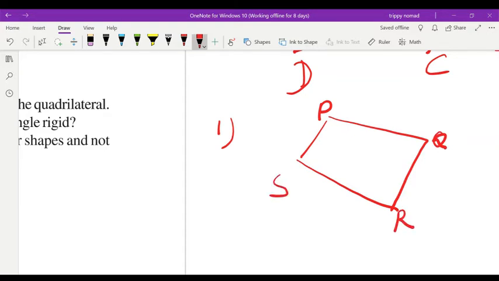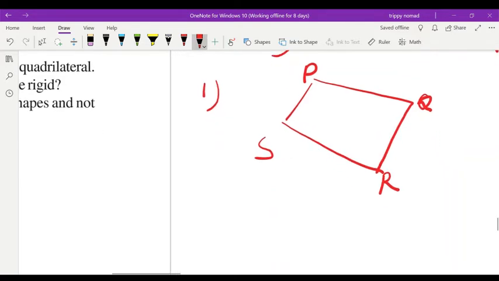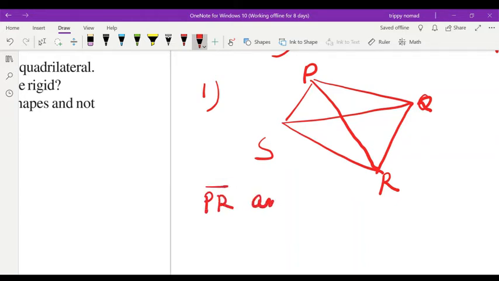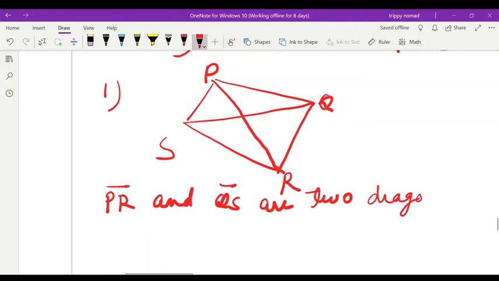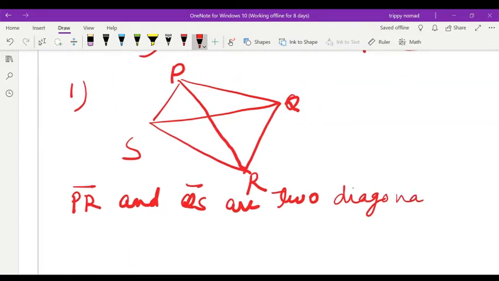So quadrilateral PQRS. So the diagonals are PR and QS. So what are the names? PR and QS. These are the two diagonals. I hope you understood.